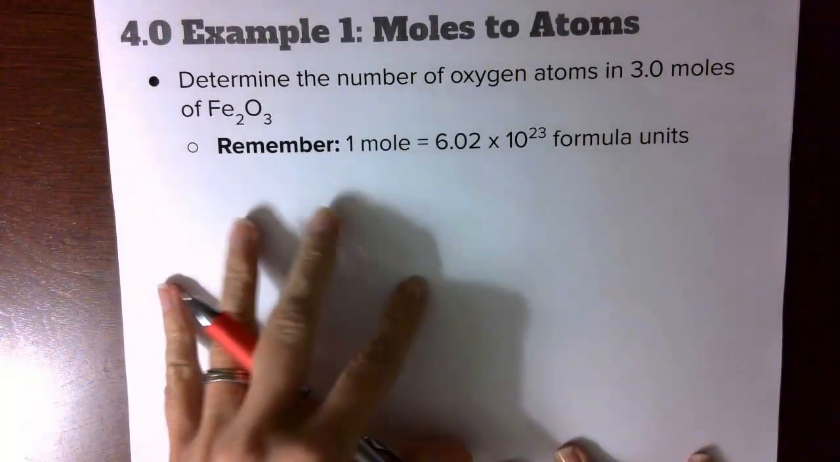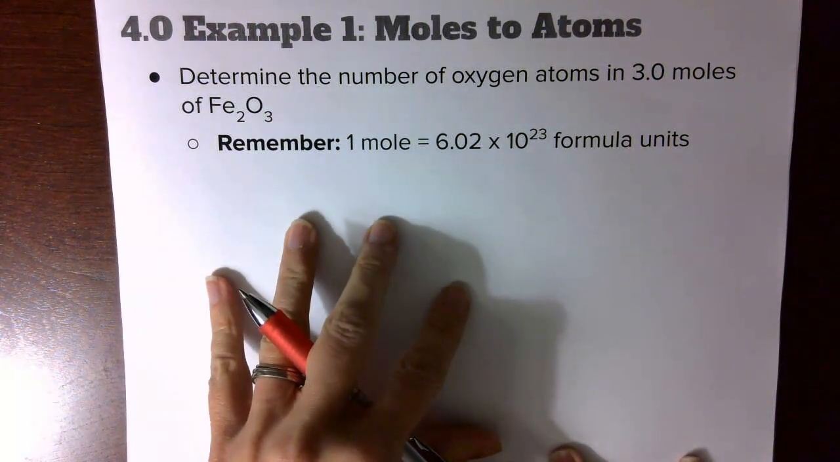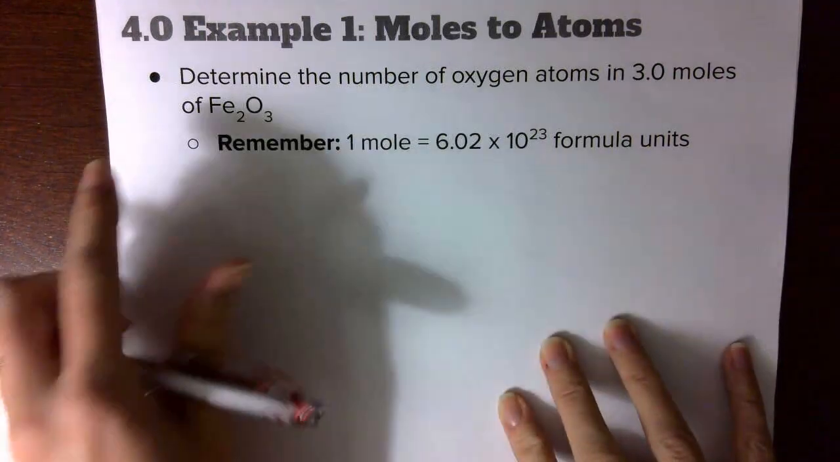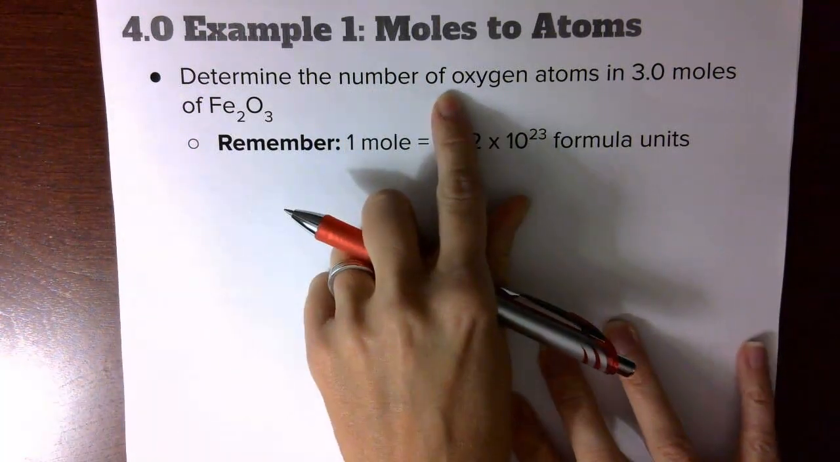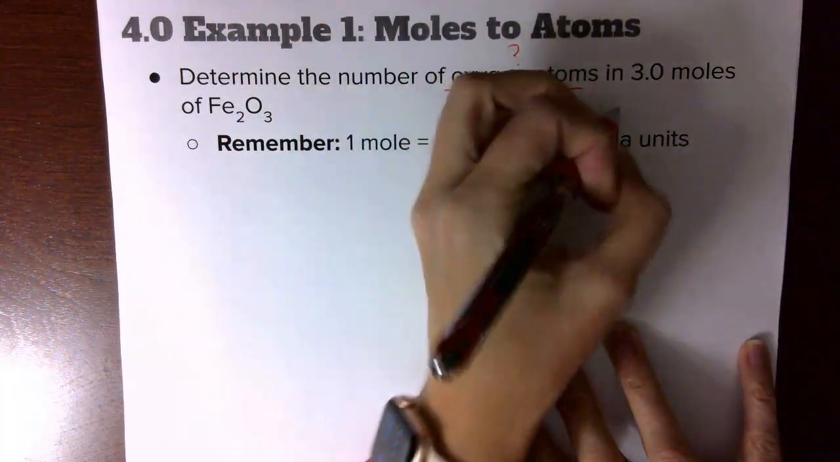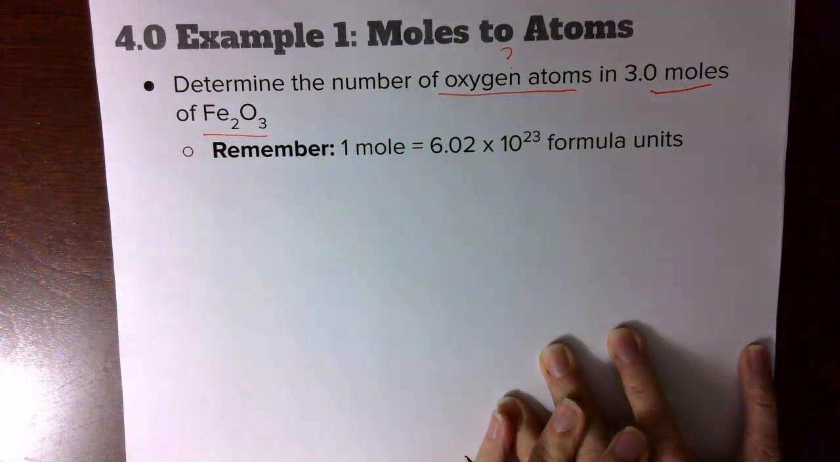Okay, so what we're going to go over is some 4.0 examples of mole conversions that you could be asked to do on your 1FA3 test. So the first thing we're going to do with this problem is determine the number of oxygen atoms. We're going to be looking for the number of oxygen atoms in a 3 mole sample of Fe2O3.